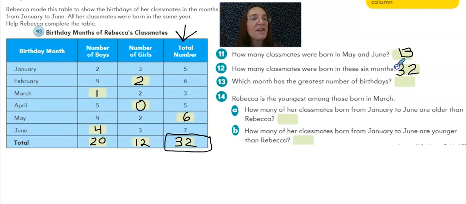Which month has the greatest number of birthdays? I'm going to look in this total column again and find that 7 is the largest number, and it is in the row for June.